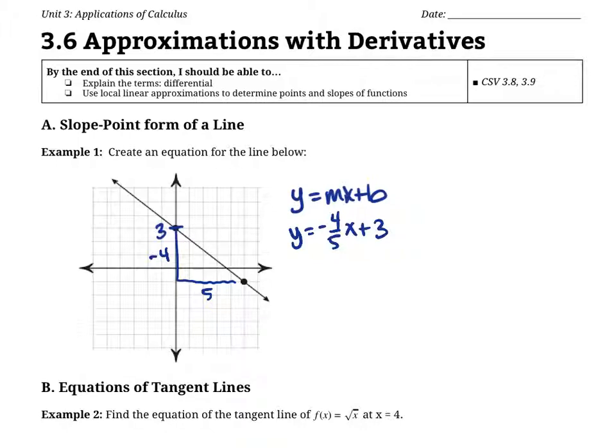Now, that's one way to find the equation of a line, but there is another way. And this is a way that's going to become very useful. This way here, by the way, we call slope y-intercept form of a line, because obviously it has a slope and has the y-intercept in it. So this is useful when we have the slope of a line and we have the y-intercept.